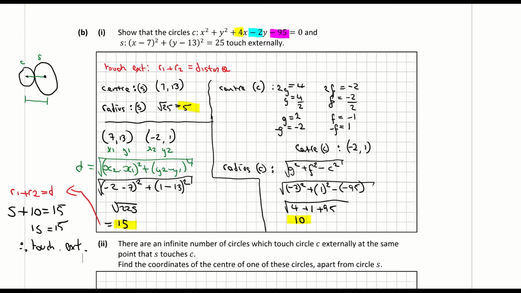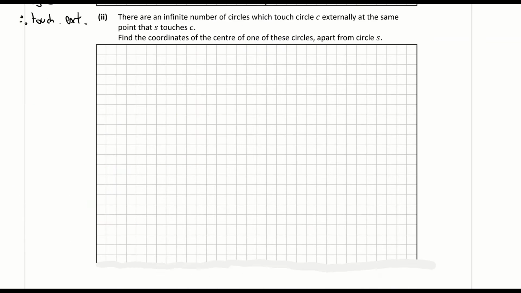Okay, not a lot of space there. Scrolling down now to part 2, B part 2. So there are an infinite number of circles which touch circle C externally at the same point that S touches C. Find the coordinates of the center of any of these circles apart from the circle S. So there's an infinite amount of circles we can have. There are different ways we can do this question. First of all, though, let's sketch what we have just so we can visualize what they're asking us to do.